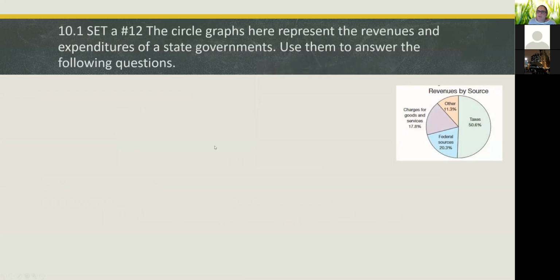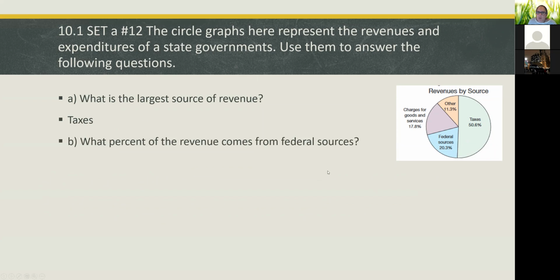Number 12, the circle graphs here represent the revenue and expenditures. You'll see the expenditures on the next slide of a state government. Use them to answer the following questions. What is the largest source of revenue? You're just looking for the biggest spot on the pie graph, and that would be taxes. Part B, what percent of revenue comes from federal sources? That's the blue part of the pie graph. That's 20.3%.